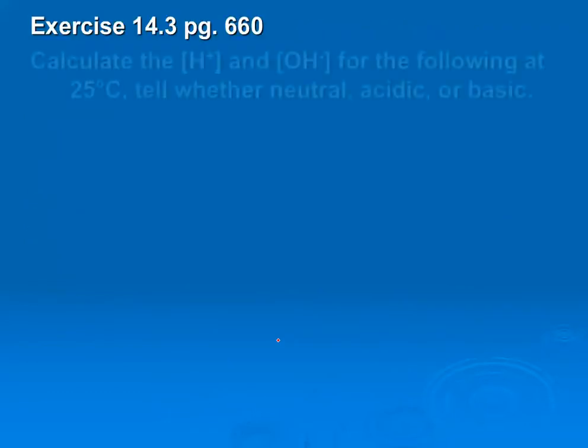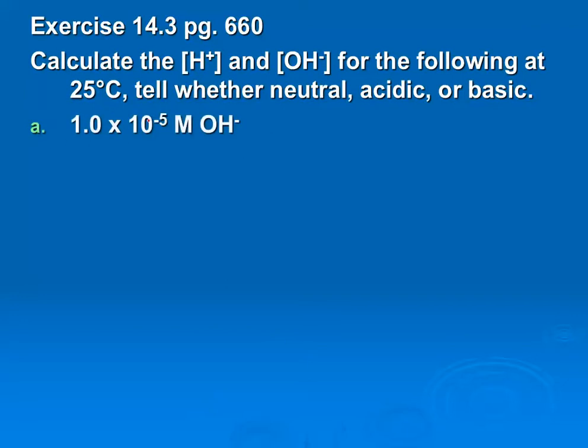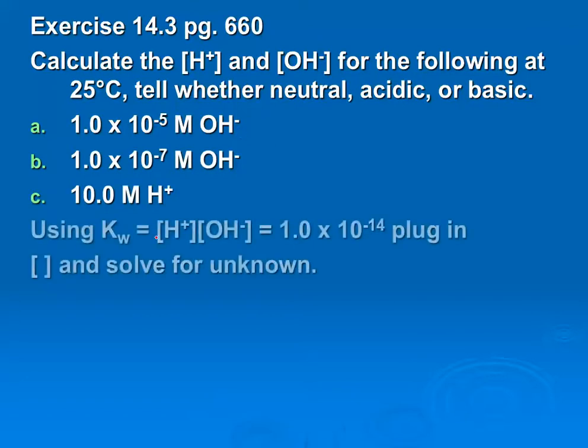So let's take a look. Our first example, we have 1 times 10 to the negative 5th molar of hydroxide ion concentration. We want hydrogen ion concentration. Plug that into your Kw expression. You're basically taking your Kw and dividing it by this to get your hydrogen ion concentration. All right, so we can see that in a minute. I didn't work it out here, but here's our expression. We plug in Kw, 1 times 10 to the negative 14th. We plug in this concentration here, and we can solve for hydrogen ion concentration.